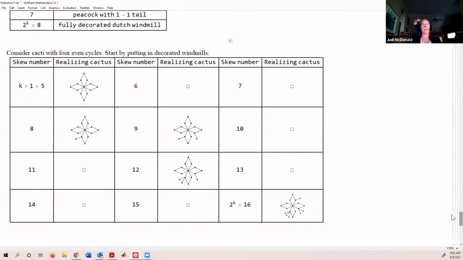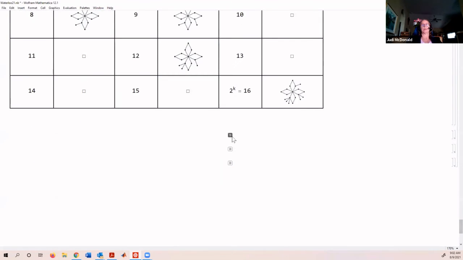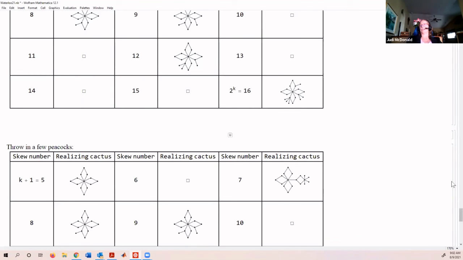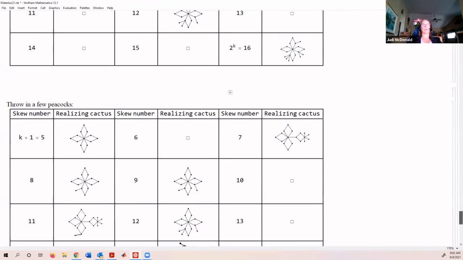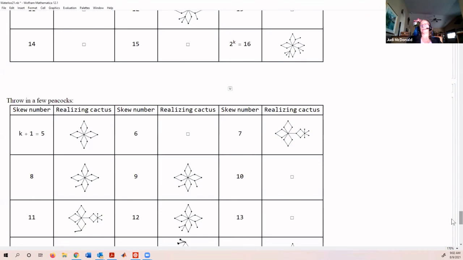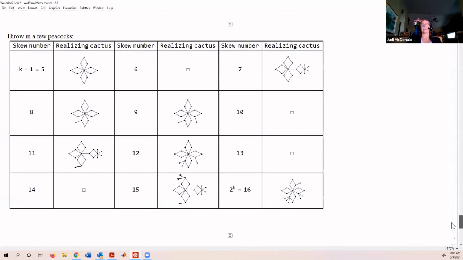Okay, so I've got my Dutch windmills. Then I've got my peacocks with Dutch windmill tails. So that fills in for me 7 and 11 and 15, depending on how I decorate that tail. So that leaves me with a few holes.